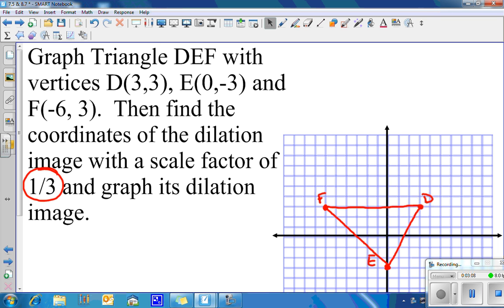And all you do is you take 1/3 and you multiply it by the components. So D prime, 1/3 of 3 is really like 3 divided by 3, which is 1. And 1/3 of 3 again is 1. So my new coordinate for D prime, the image for D, is at 1, 1. All right, the image for E, 0 times 1/3 is 0, and negative 3 times 1/3 is negative 1. So E prime is located at 0, negative 1.